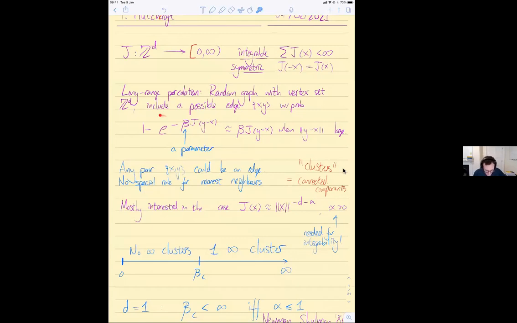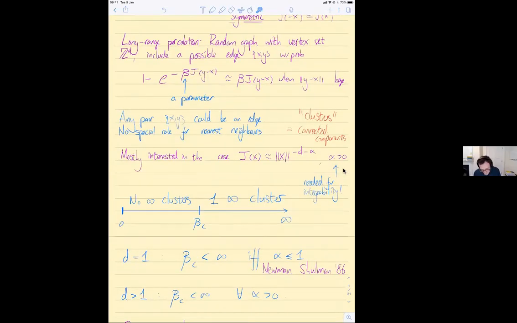The precise function here isn't very important. The point is that this is between 0 and 1, so it makes sense, and it's roughly beta times J of y minus x when this is small. Again, we start with no edges and then we're adding these edges on, so there's no special role for nearest neighbors. Although you could consider ordinary nearest neighbor percolation within this framework by taking J to be the indicator function that x is a neighbor of the origin. But we're not going to be interested in nearest neighbor percolation, but in genuinely long-range percolation.